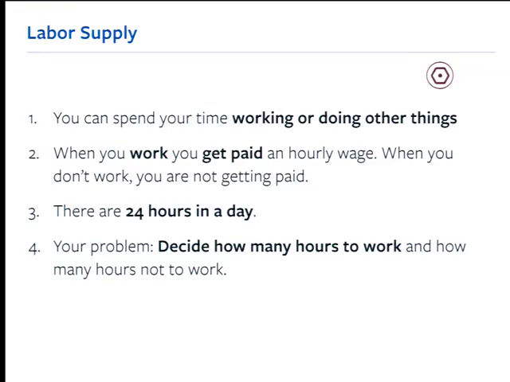This could be parenting. This could be playing Xbox on your couch. This could be volunteering somewhere for no money, all of which are desirable things, but you're choosing to not spend time at a job that gets you an hourly wage. So work or do other things. When you work, you get paid. When you don't work, you don't get paid.